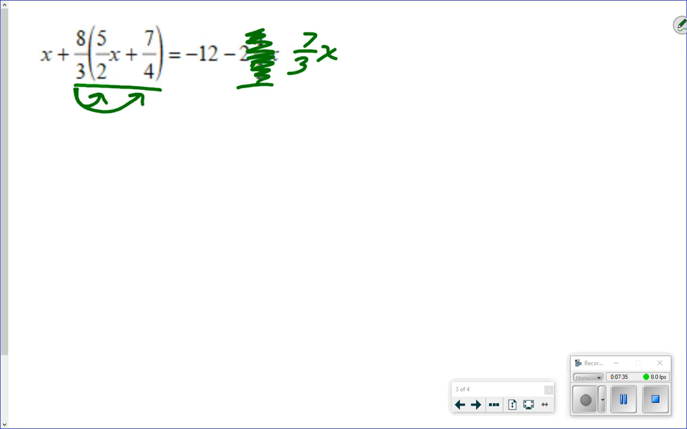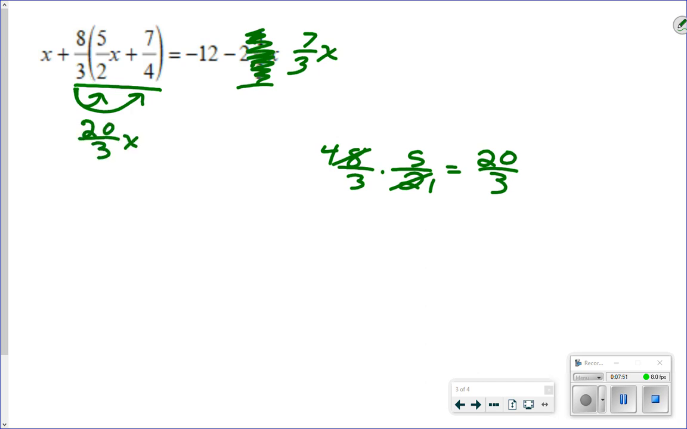All right, so the 8/3 times the 5 over 2. You can do it on the side. Cross cancel again because it's faster. Divide them both by 2, and we end up with 20 over 3. Now when we do the next one, we're doing now 8/3 times 7/4. Again, cross cancel, it makes it simpler. Divide them both by 4. And we get 14 over 3.